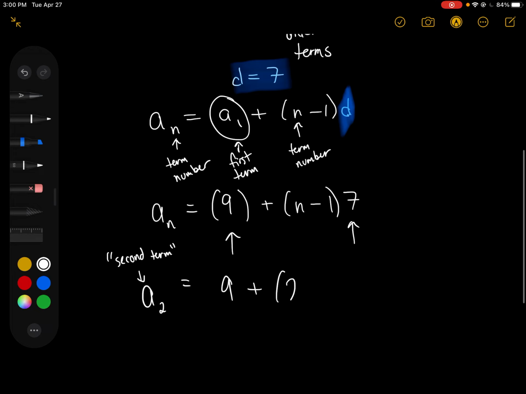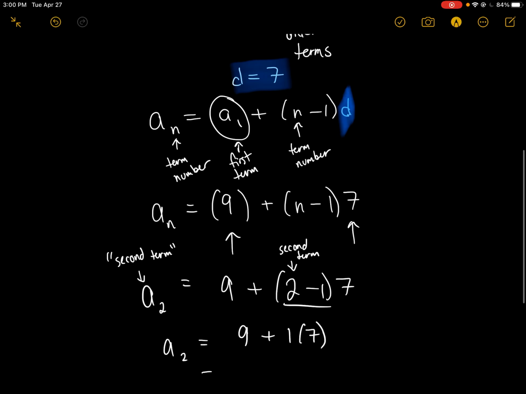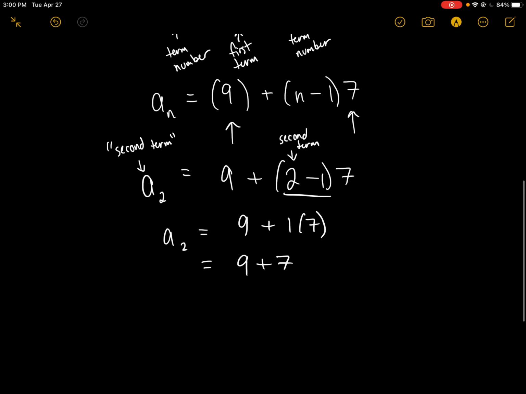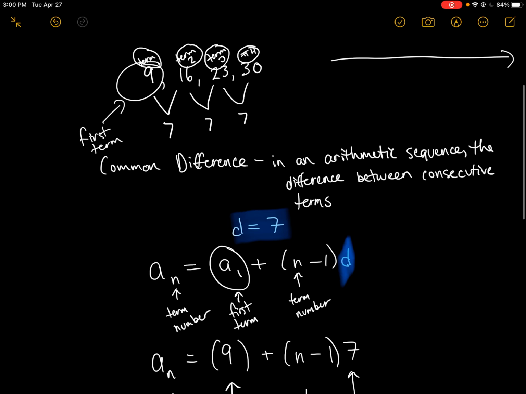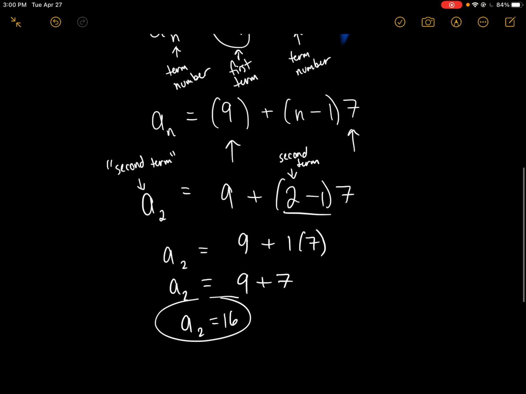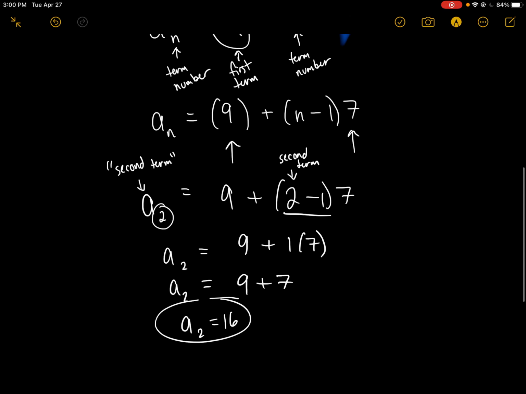So for example, I want us to know the second term. So A subscript 2. And we say this as our second term. Well, in this case, 9 plus 2 minus 1 times 7. And again, 2 because it's our second term. So A subscript 2, 9 plus 2 minus 1 is 1, times 7. Or 9 plus 7. So our second term is 16. Is that true? Let's scroll back up. Boom. Second term right there is 16.